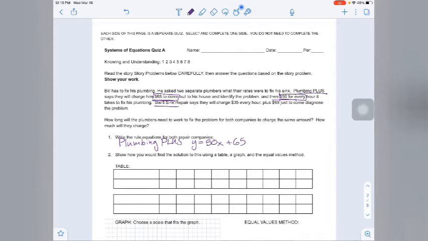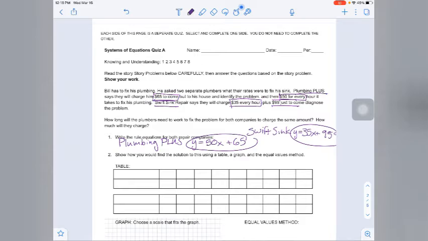The other one is Swift Sink Repair. Swift Sink Repair will charge $35 every hour and $95 to come out. So for Swift Sink, they are charging $35 per hour, so that is the one that goes next to the x, and then $95 to come out there. So we should have $35x plus $95. Those should be our rules. I'm going to just make this a little bit easier to read, put it there and change this to plus 95. So these are our rules.